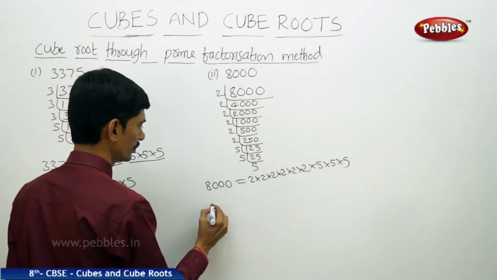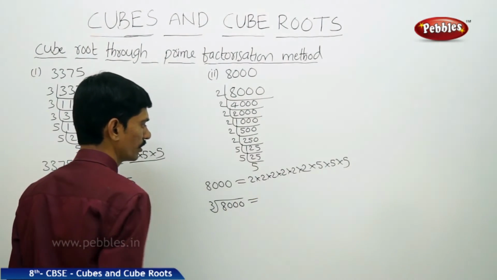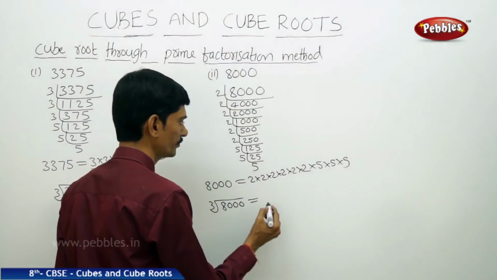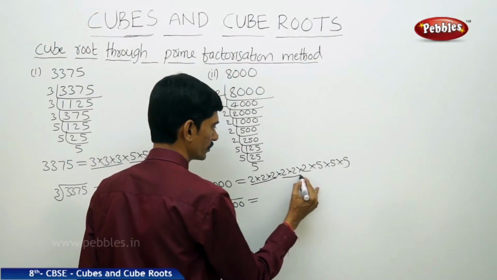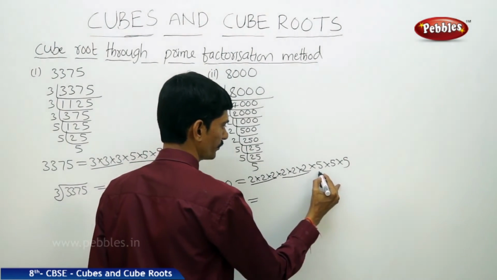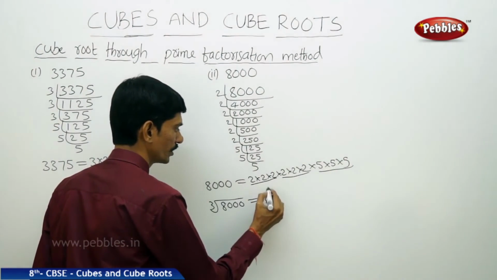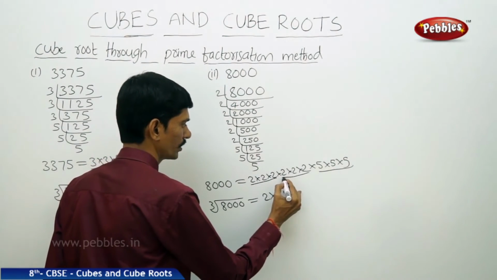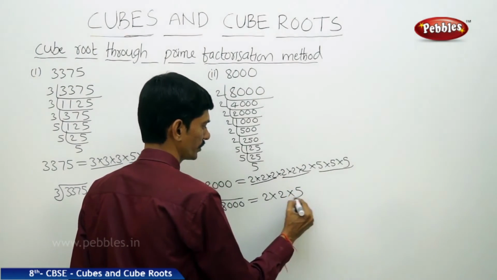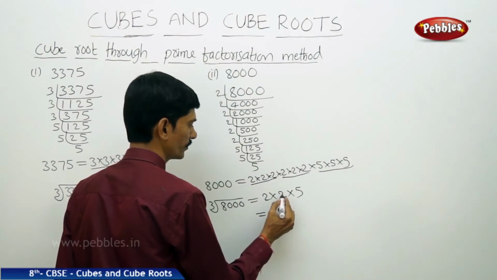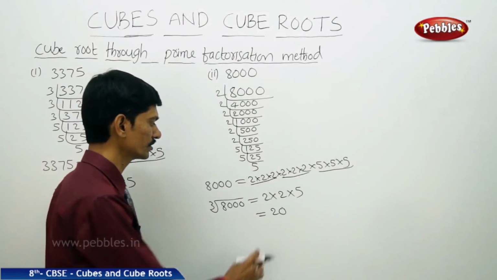Now cube root of 8000. Let us check whether each prime factor appears 3 times or not. Now the first prime factor 2 appears 3 times and again 3 times, and the second prime factor 5 appears 3 times. So in these 3 2's we can take 2, and in these 3 2's we can take 2, and in these 3 5's we take 5. Now this equals 2 2's are 4, 4 5's are 20. Now 8000 is a perfect cube and its cube root is 20.